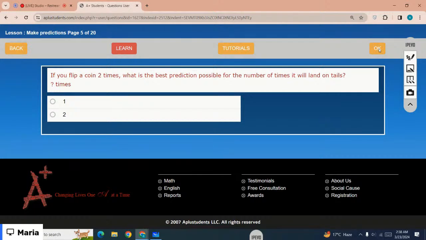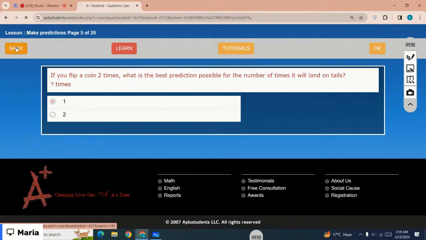If you flip a coin two times, what is the best prediction possible for the number of times it will land on tails? So, which is the correct option? The correct option is 1.